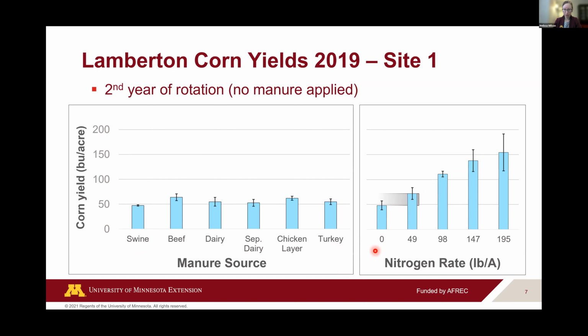And if I highlight this bar between where 0 nitrogen was applied and 49 pounds of nitrogen was applied, you can see that most of our manures fell in that range. So we are seeing a second year credit from that manure, likely, except for soy manure. Soy manure is right on that edge where it was hanging around 0.